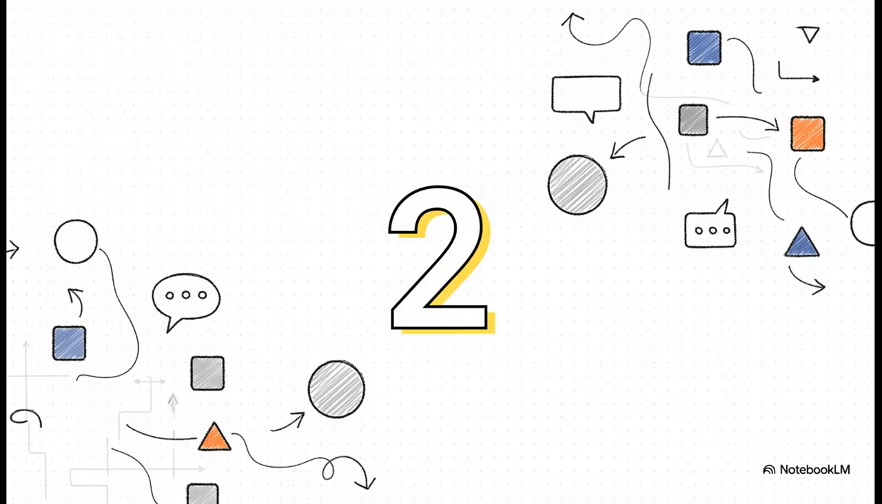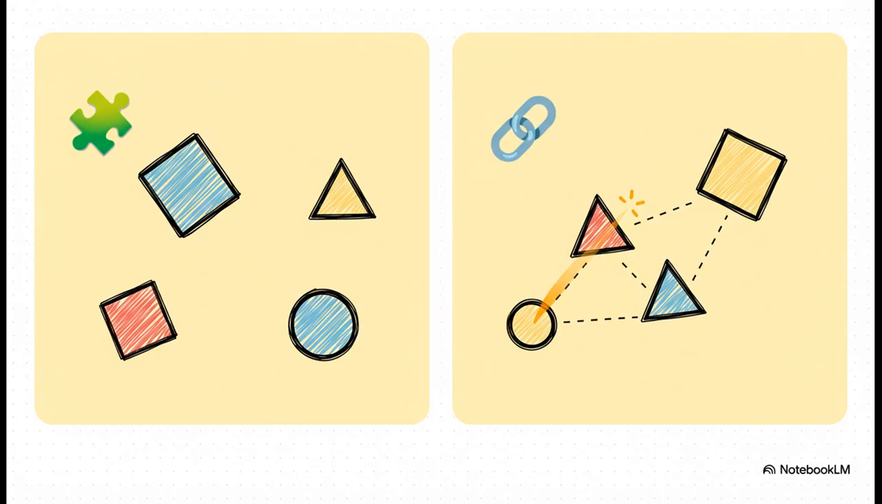Now for the second key distinction. This one is all about how the data talks to itself. With standard RAG, data is often chopped up into these isolated chunks that have no idea the other chunks even exist. But in GraphRAG, every single piece of information is connected. This is huge. It allows the AI to do what's called multi-hop reasoning, which is basically like jumping from one clue to the next, following the trail of connections to build a way more complete picture of what's going on.